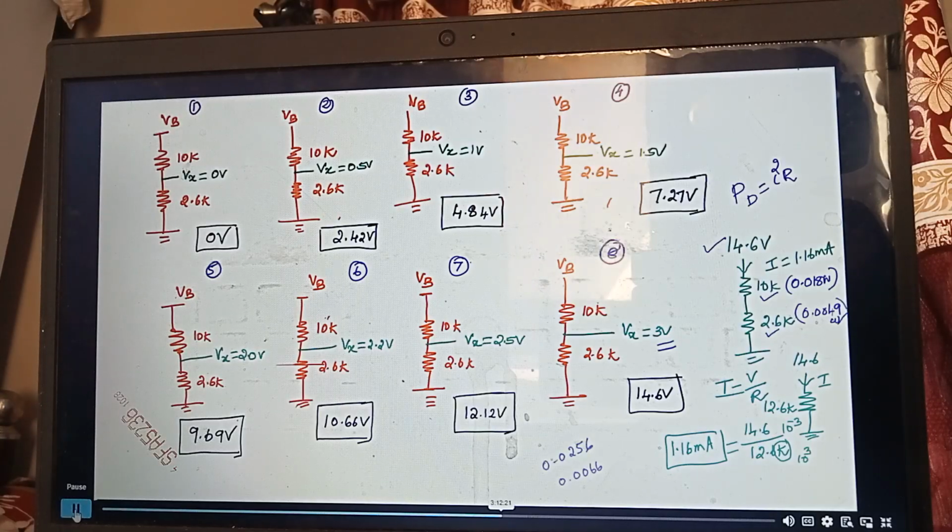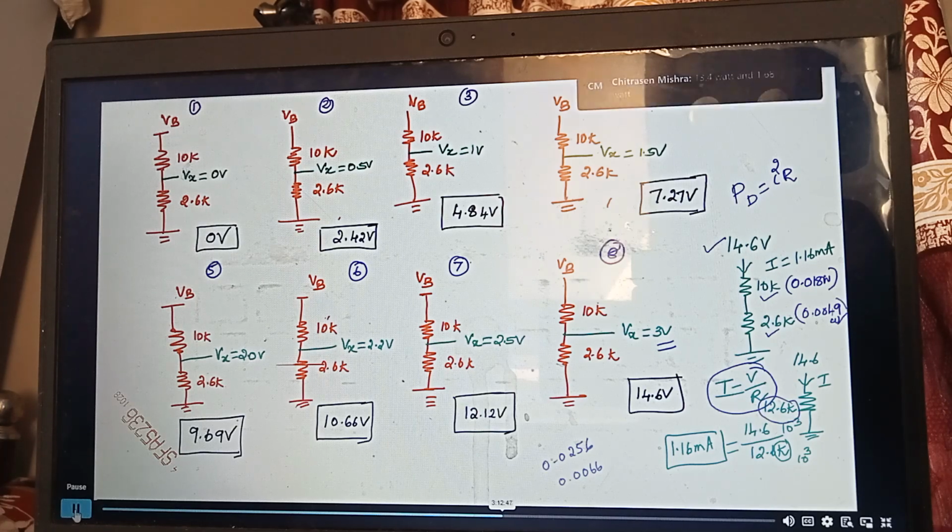Now how do I find the current flowing through the circuit? It is very simple. We have to apply Ohm's law. Current equals voltage divided by resistance. Since 10K and 2.6K are in series, both resistors will get the same current, and their net resistance will be the sum, 10K plus 2.6K, 12.6K. By applying Ohm's law, I am getting 1.16 milliampere as the current flowing through the resistors when the battery voltage is 14.6 volt.